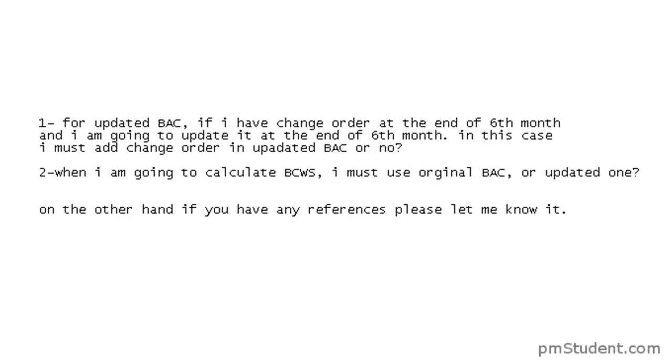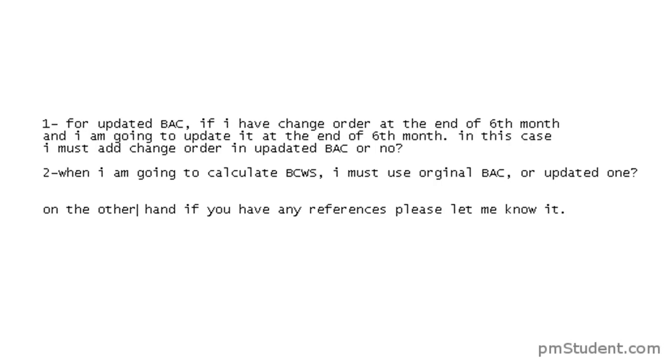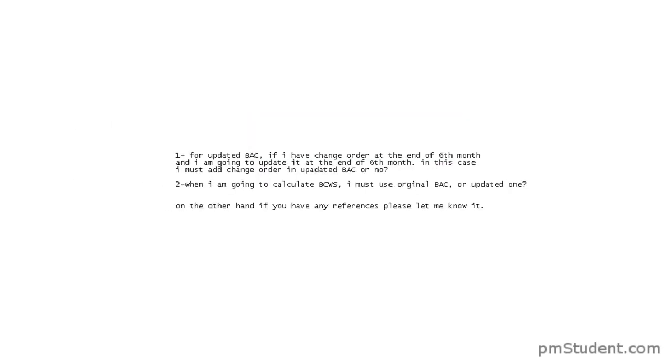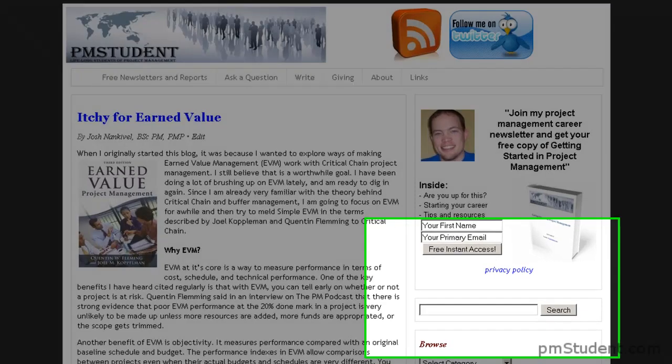So I essentially think that what you're trying to ask there is for BAC, which is budget at complete, if there's a change order that impacts the total budget of the project, are you also doing a change order to update the BAC? And just for your reference here, let me take you to pmstudent.com really quick.